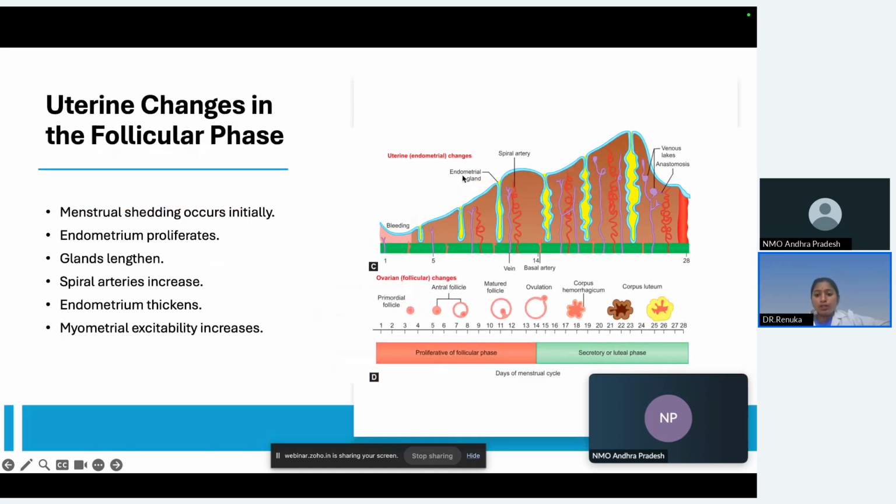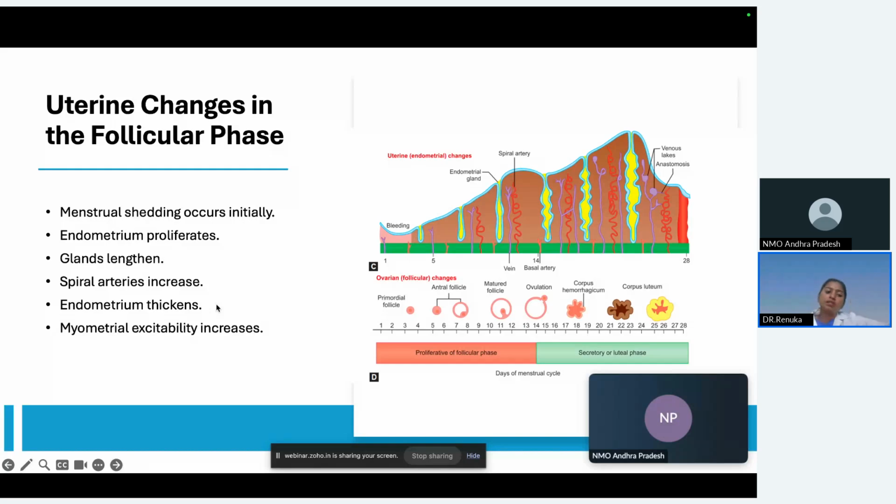Then coming to the uterine changes, you can see in the diagram above. First, menstrual shedding is happening, bleeding. You can see it on the screen, I guess. Then slowly the endometrium starts to proliferate. Glands are lengthening. Spiral arteries, see here, very few, slowly increase. The endometrium is thickening. Here the endometrium is thin, and here it is thickened, and myometrial excitability increases.